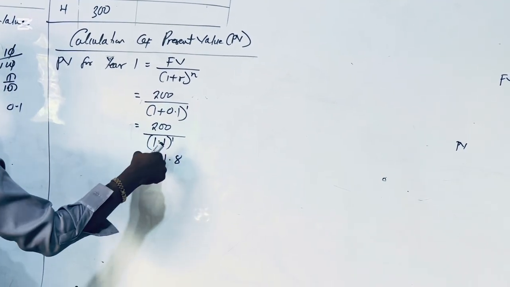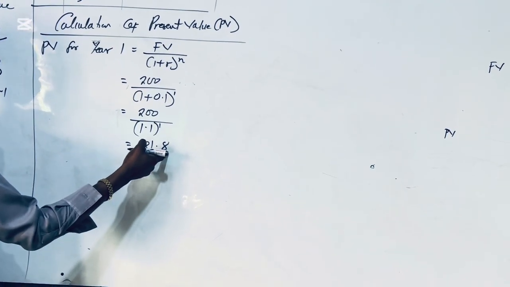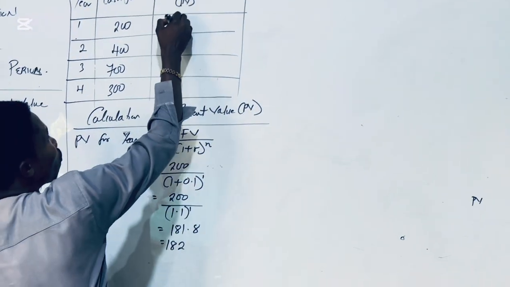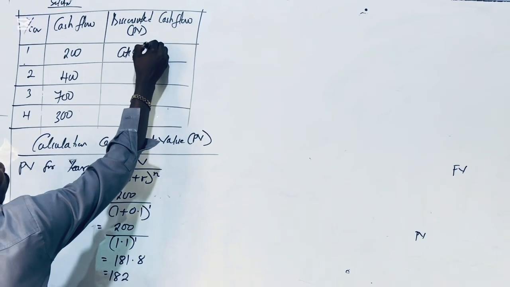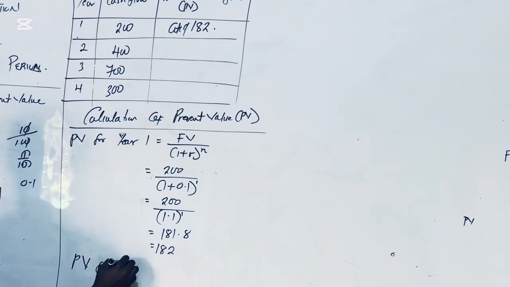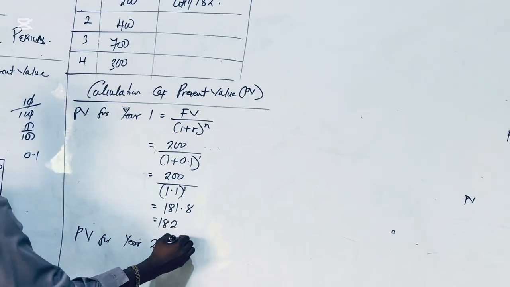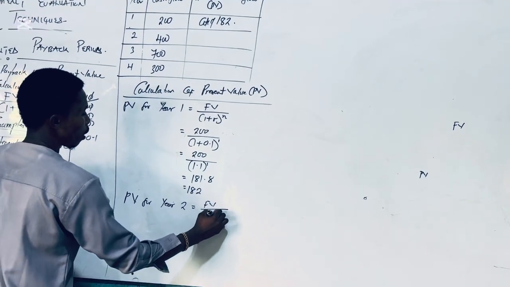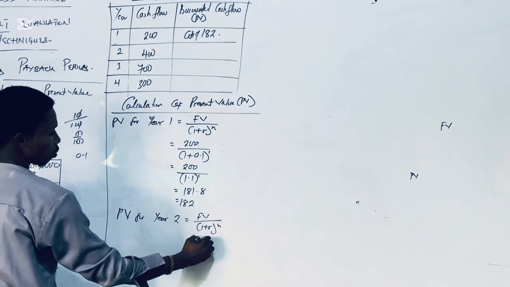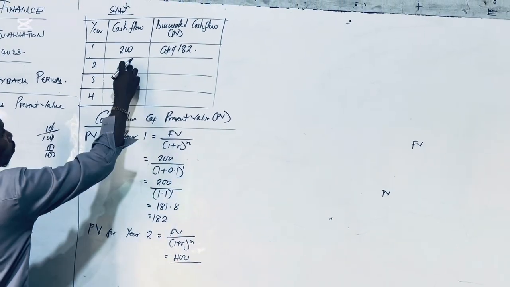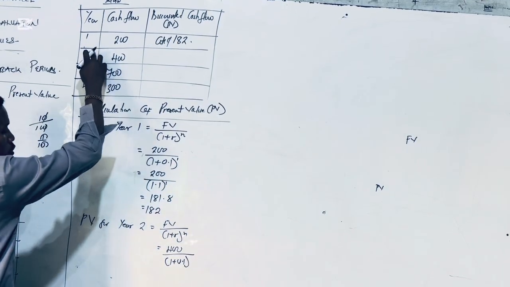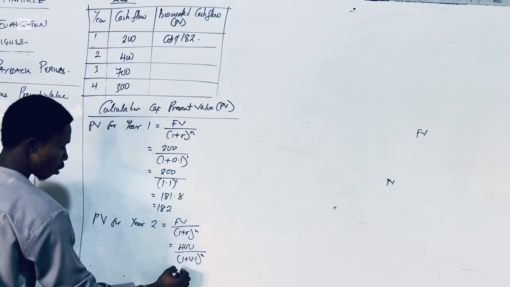So if it's more than 4, you add 1 to this. If it's less than 4, then you maintain the 181. So that is it. So meaning we have here 182. Then we do the present value for year 2. Future value over 1 plus r raised to the power n. So here we have 400, 1 plus 0.1 raised to the power 2, in that order.